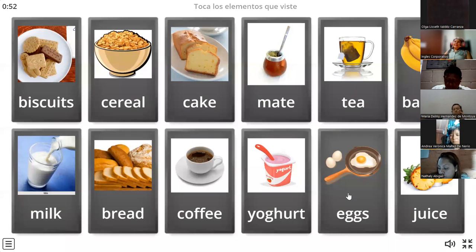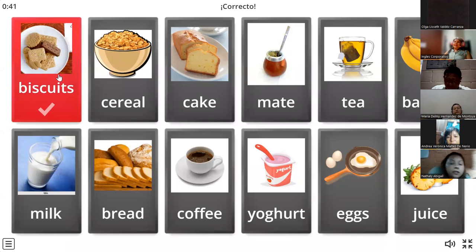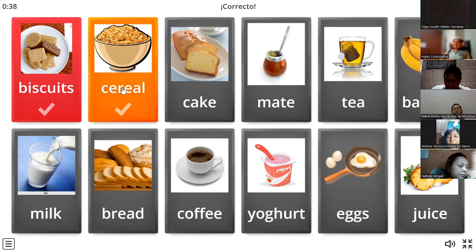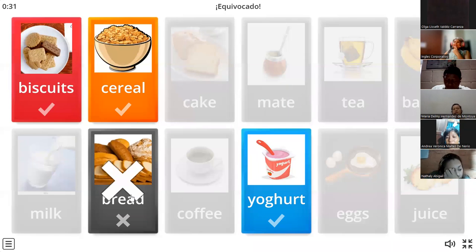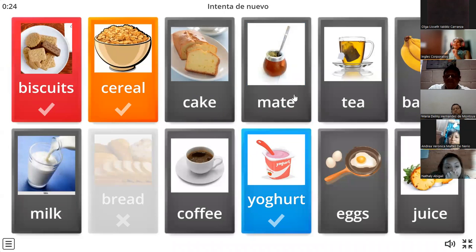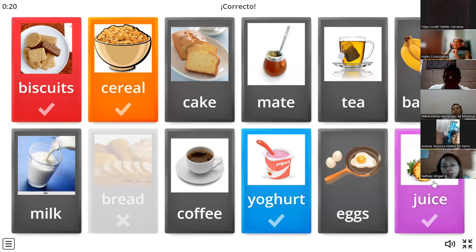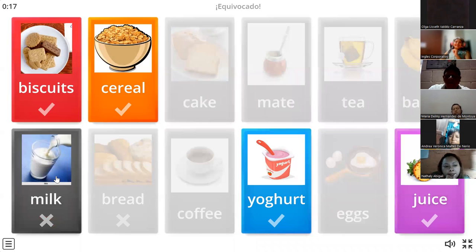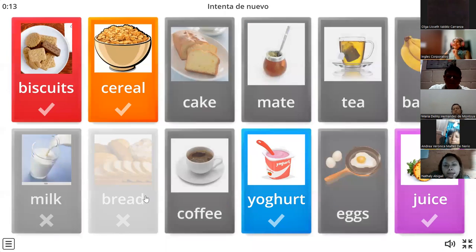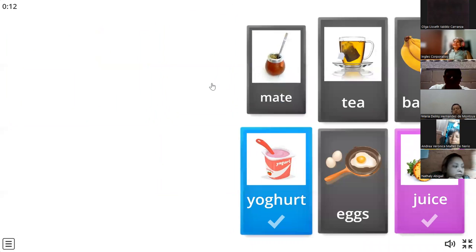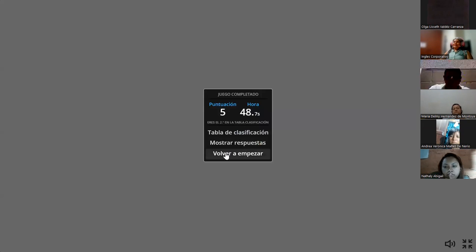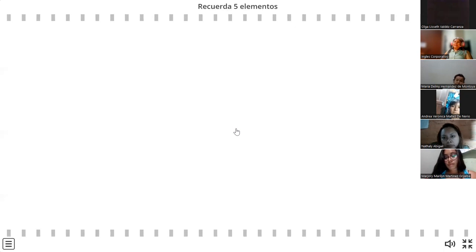What is the type of food that you remember? Biscuits. Okay. Yogurt. Cereal. Cake. Bread. Juice. Cake was not there. What else do you remember? Juice and cake. Milk? No, cake was not there. Okay. Yes. Good. Try to remember. Try to memorize.